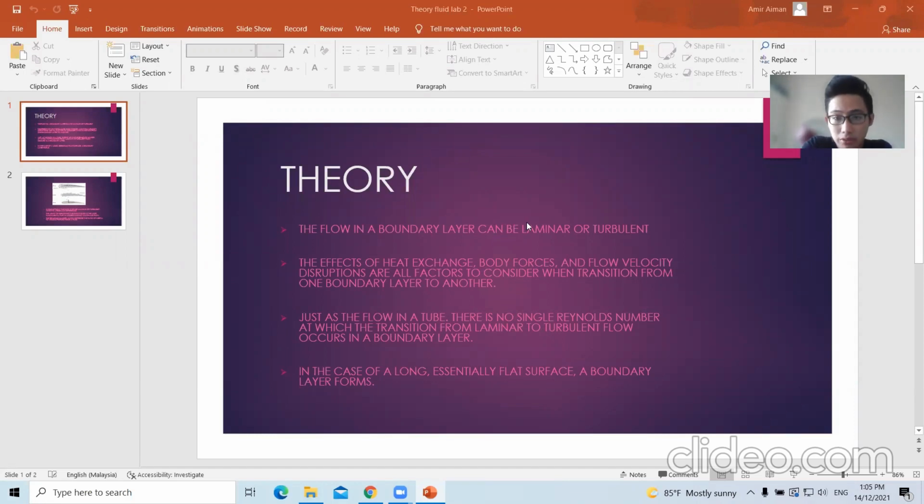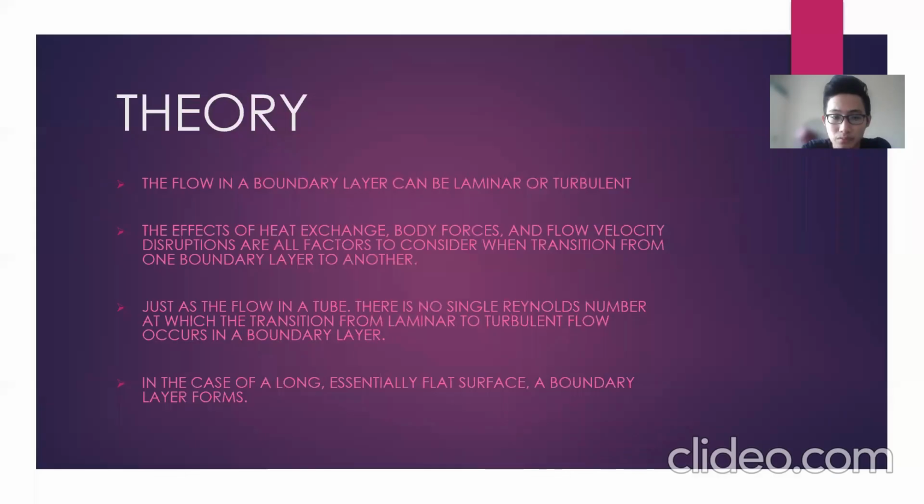And now I will talk about my part, which is the theory. The flow in a boundary layer can be laminar or turbulent. The effects of heat exchange, body force, and flow velocity structure are all factors considered which may transition the flow from one boundary layer type to another. Just as with flow in a tube, there is no single Reynolds number at which the transition from laminar to turbulent flow occurs in a boundary layer.